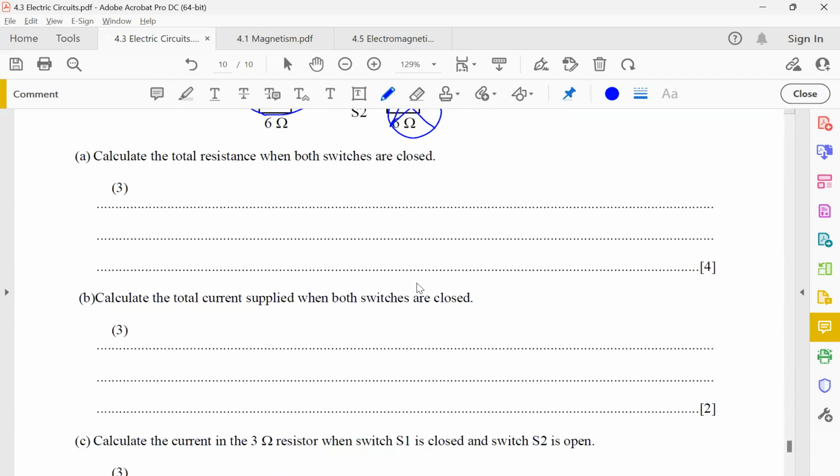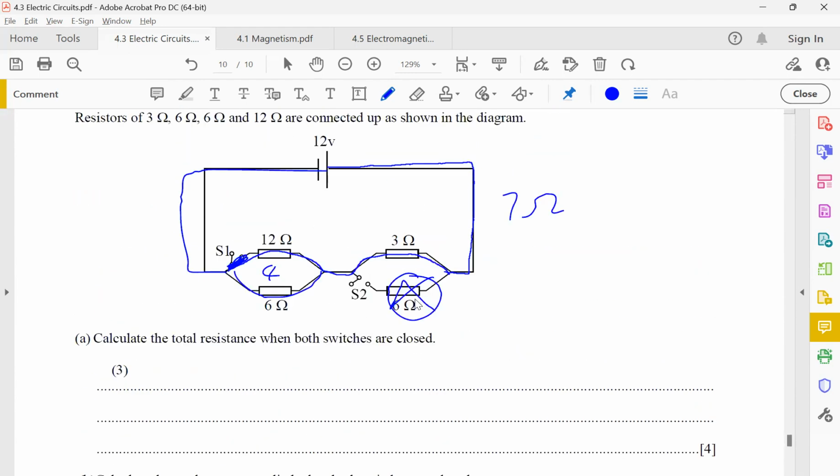So you're supposed to find the current. Straightforward, 12 divided by 7. Ohm's law once again, V over R. We should get a very big number. What's the number? 1.7? 1 ampere. You got it right? Good, excellent.